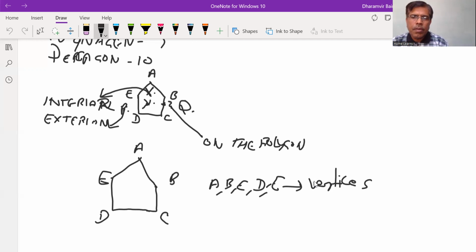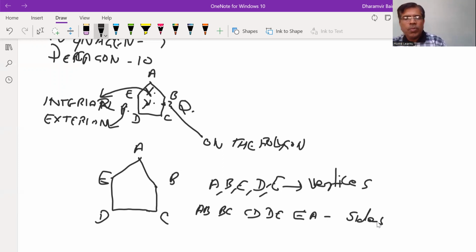Vertices of a polygon. And AB, BC, CD, DE, and EA are the sides of the polygon. These are the sides of the polygon.